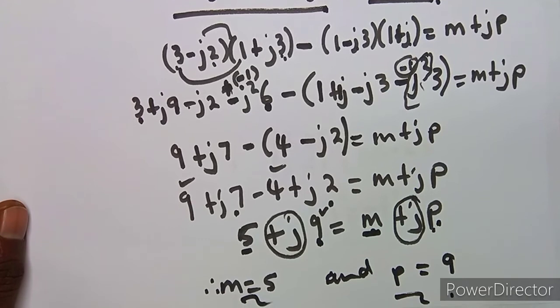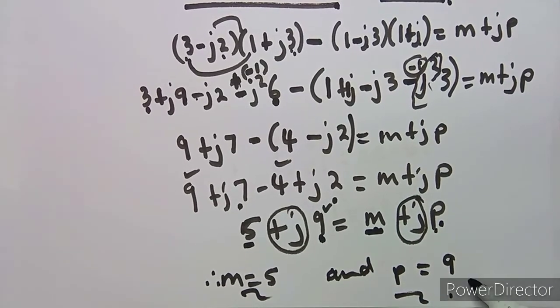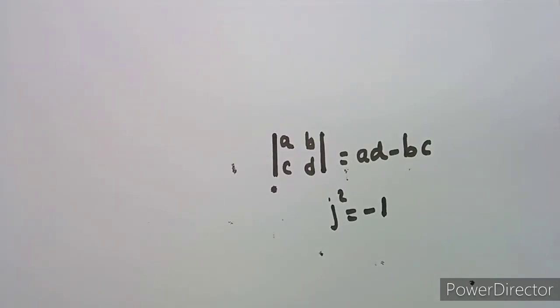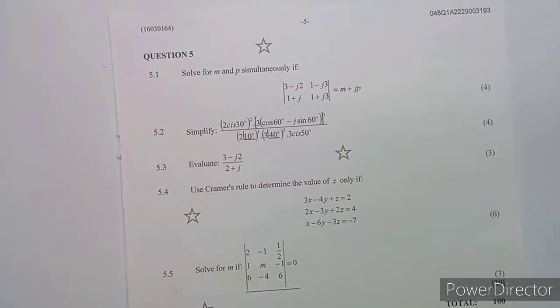So that's it. Sometimes they can ask you to solve like this, or sometimes they can ask you to say, show that M is equal to 5 and P is equal to 9. So it depends on the question that you'll be given, but that's what we actually needed. And what you're supposed to do depends, like I said, on the type of question that you'll be given and so forth.